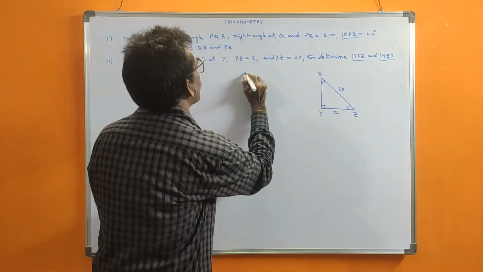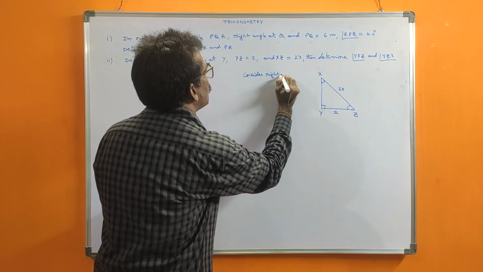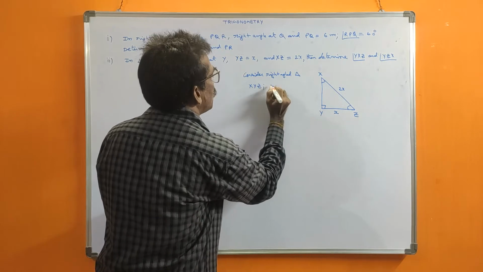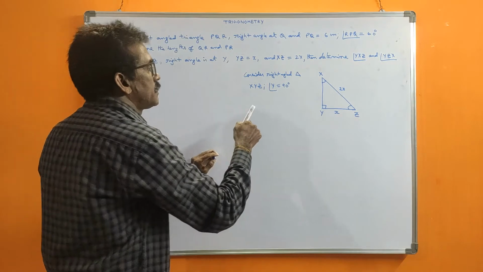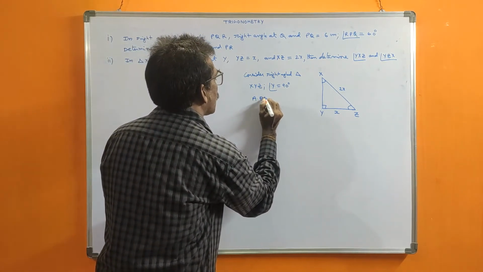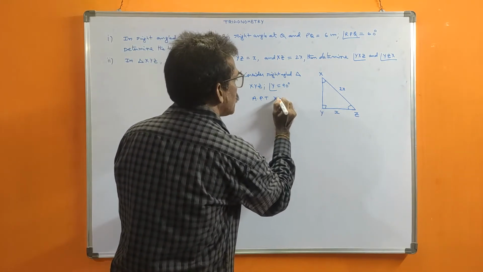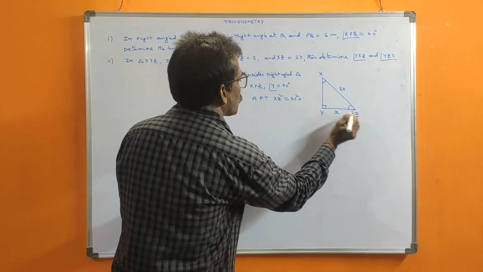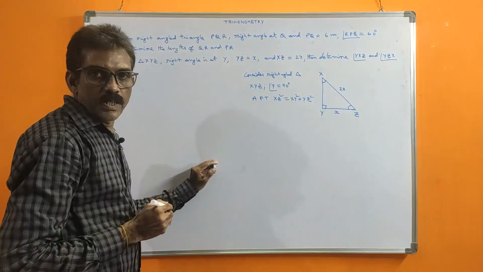Now, consider the right angled triangle XYZ, where Y is 90 degrees. In this triangle, apply APT, meaning according to Pythagoras theorem. What is Pythagoras theorem? Hypotenuse is XZ. Hypotenuse square is equal to one side square plus other side square, YZ square. So this is Pythagoras theorem.